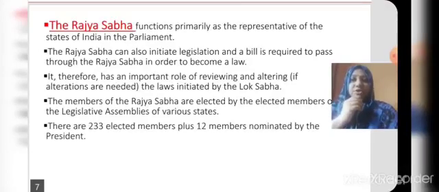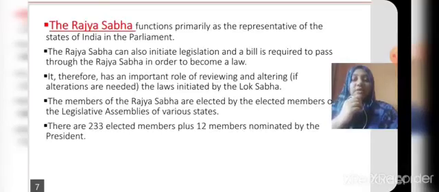Rajya Sabha functions primarily as the representative of the states of India in the parliament. Rajya Sabha acts as the representatives of the states, all the states that belong to our country. It acts as the representatives of the states in the parliament of the whole of India.